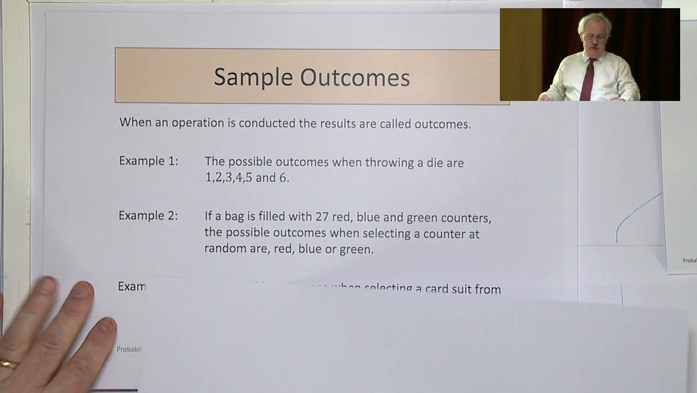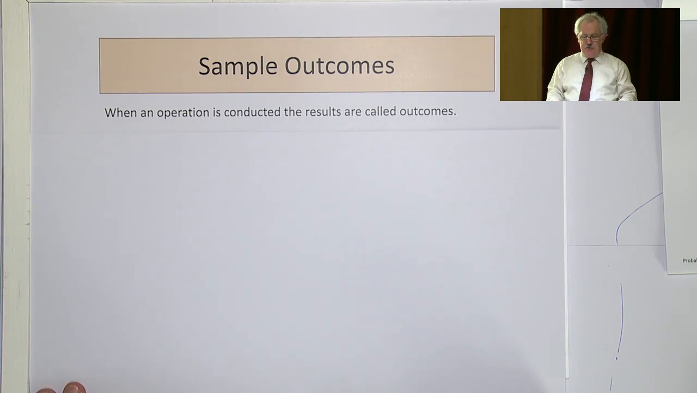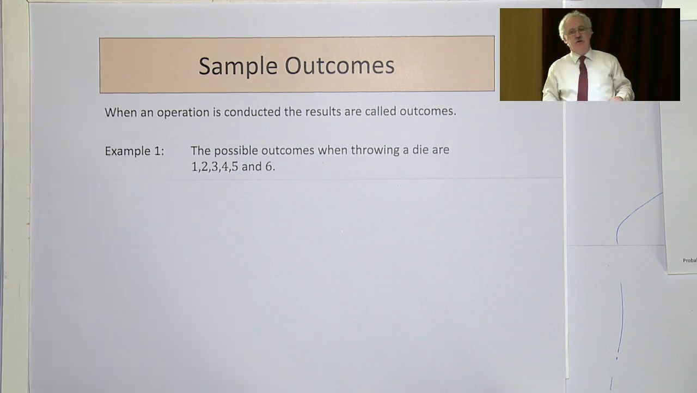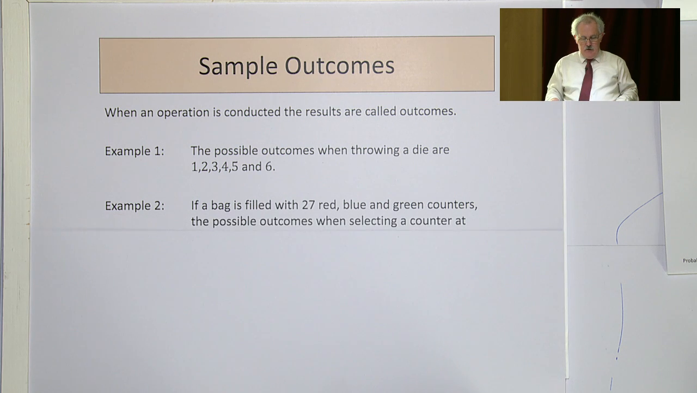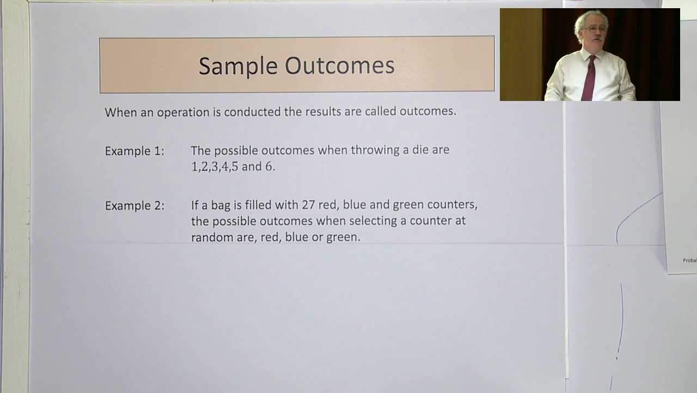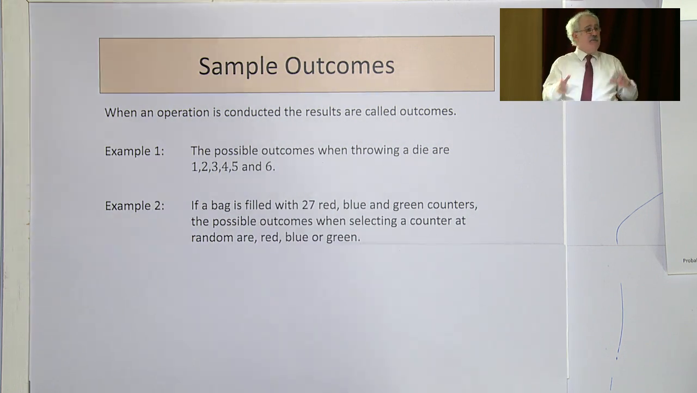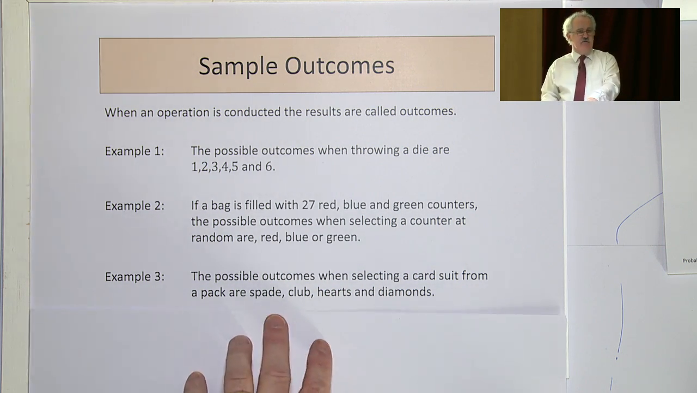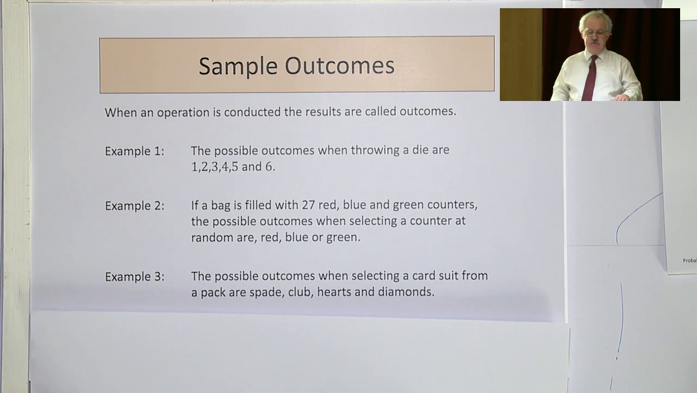So we look at some sample outcomes. When an operation is conducted, the results are called outcomes. So the possible outcomes when throwing a die are 1, 2, 3, 4, 5, or 6. If a bag is filled with 27 red, blue, and green counters, the possible outcomes if you just pick one out of the bag is that you'll either get a red, a blue, or a green one. Now, there might be more reds or more greens or more blues, but they're the possibilities of outcomes. The possible outcomes when selecting a suit from a pack of cards, the 4 suits are spades, clubs, hearts, and diamonds. Okay?